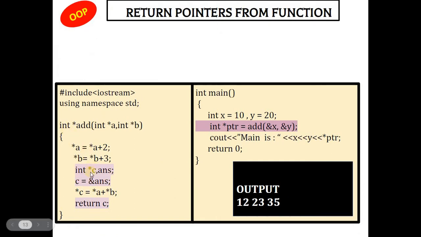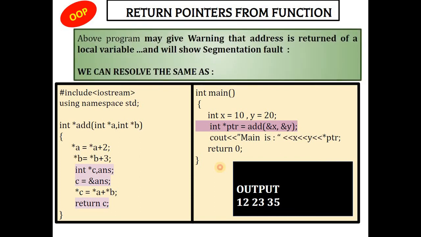Make c also a pointer, the address of answer should be assigned to c, and then we write asterisk c is equal to asterisk a plus asterisk b, and then return c, which is a pointer. So now this will not give you a segmentation fault. Okay.